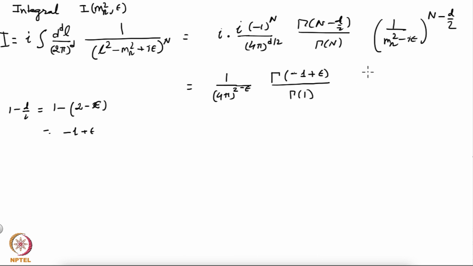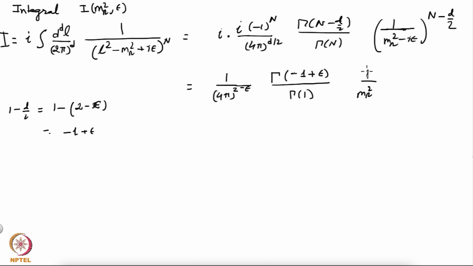And this one is 1 over m_r squared. Now you see m_r squared is positive, so this is a fractional power of a positive number. So there is no issue. There is no issue of a branch cut appearing here, and that I should know on which side of the cut I am. So I can just drop this. If it was negative, then I would have to worry.